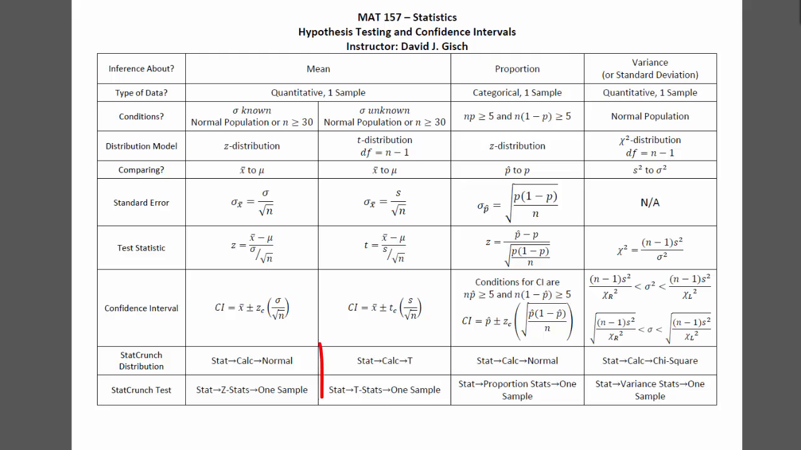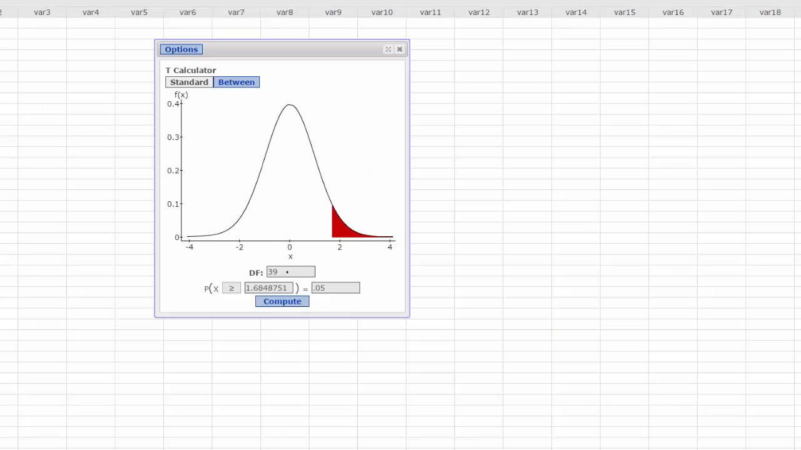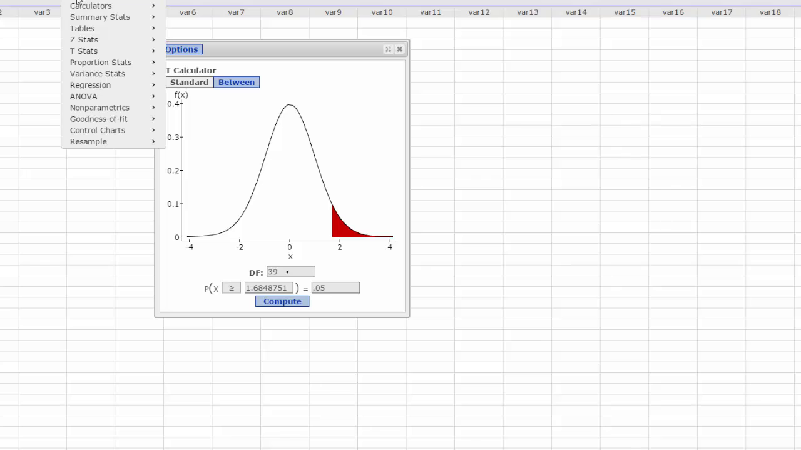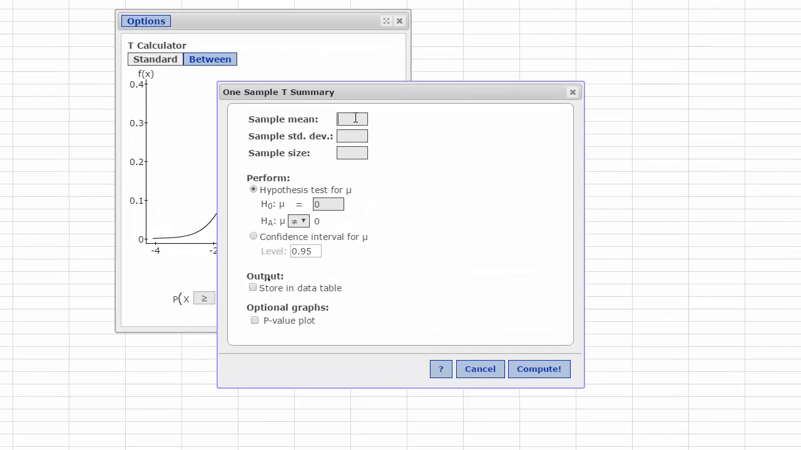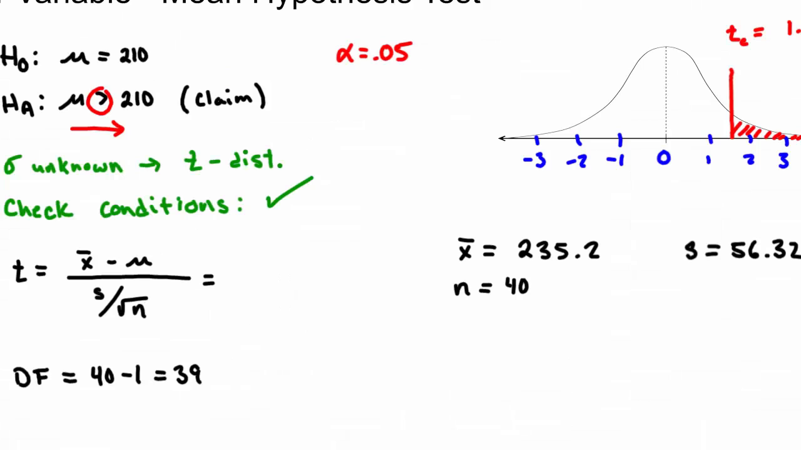Again, if you don't know where to go, use the formula sheet. On the very bottom of that sheet tells you where to go to Stat and StatCrunch. And so we are going to go to Stat. We're going to go T-stats, one sample with the summary. Okay, sample mean. All right, I already forgot it. I have a terrible memory. I believe it was 235 point something, 235.2.